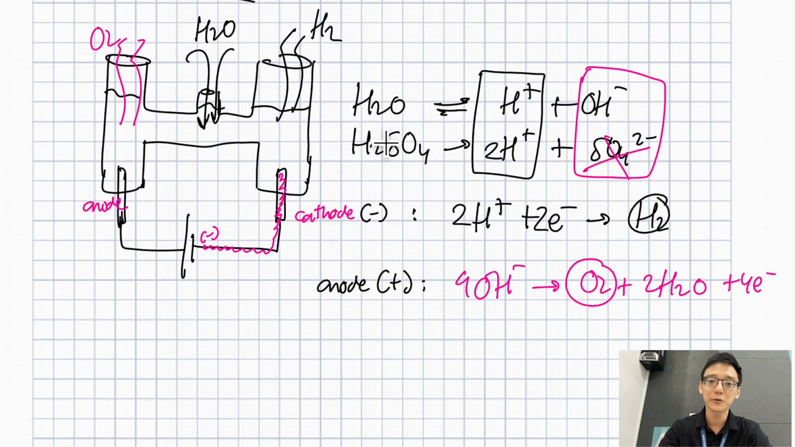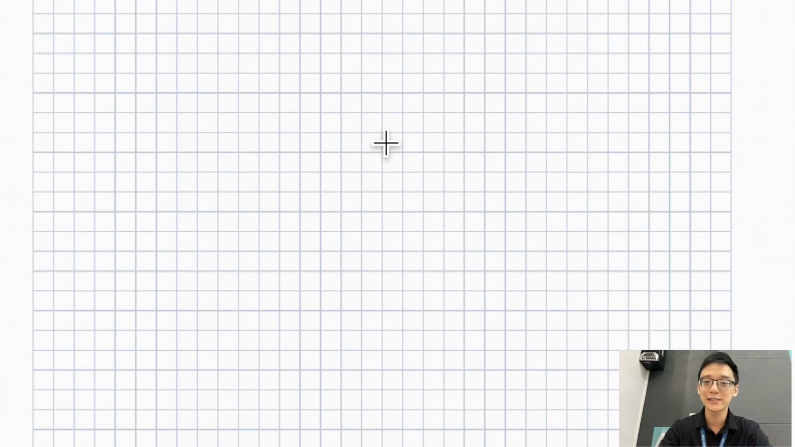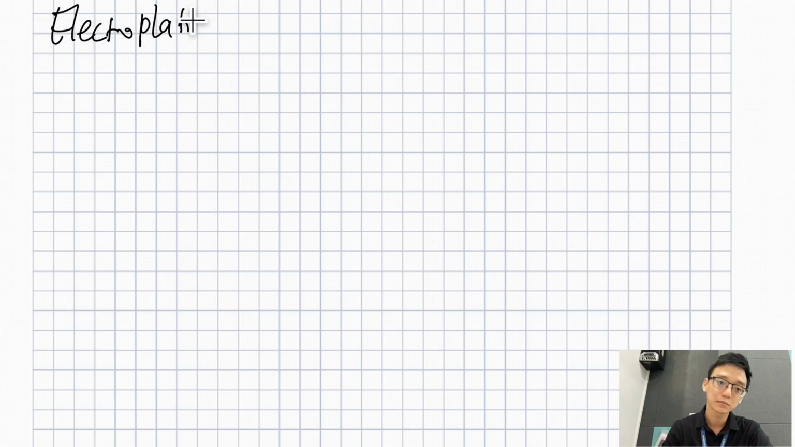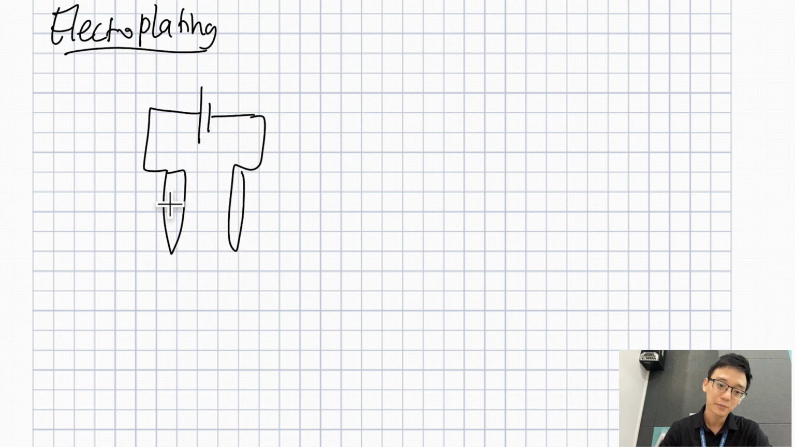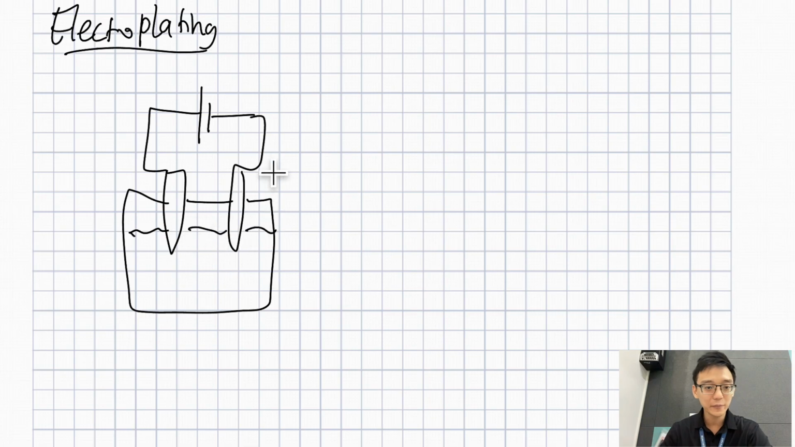The last thing that you need to know about electrolysis is electrolysis using copper electrodes, or electroplating. Previously we've discussed electrolysis, but we never mentioned the type of electrode that we use. If no information is given, this one usually is graphite. Carbon, which is inert or unreactive.